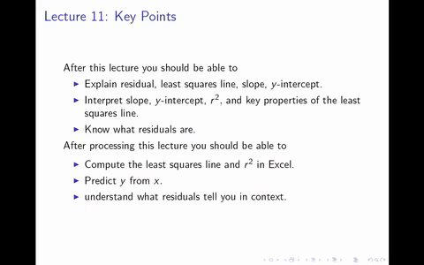Okay, so here are the key things you should walk away from this lecture with. You should be able to explain what residual, least squares line, slope, and y-intercept are. Very important, you should be able to interpret the slope, the y-intercept, and r squared in specific situations. I will ask you this a lot. And identify some key properties of the least squares line, like the fact that it goes through x bar, y bar, the fact that it's proportional to r, the fact that it minimizes the sum of the squares of the error.